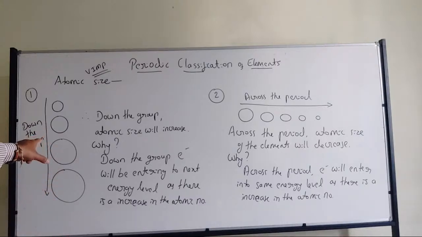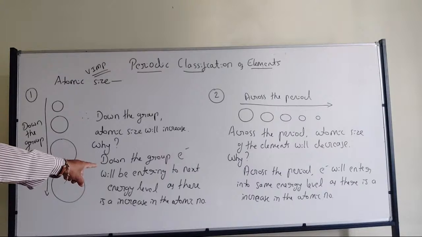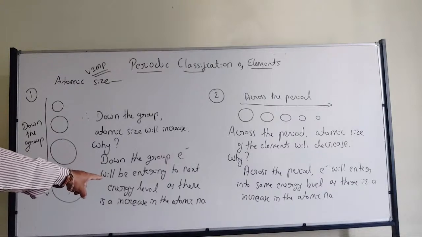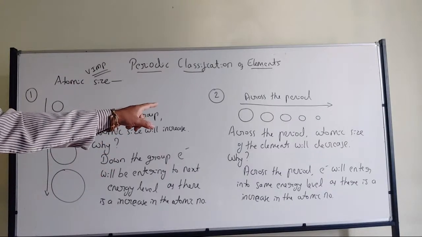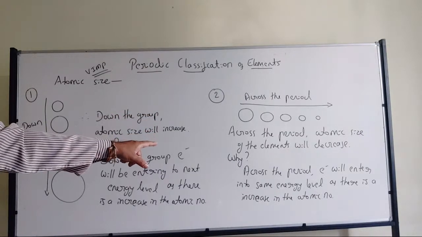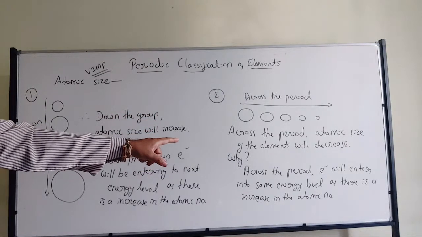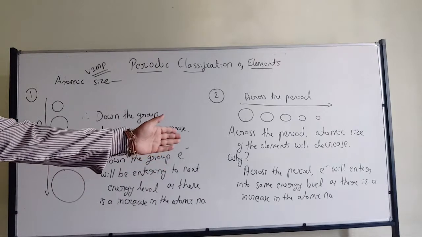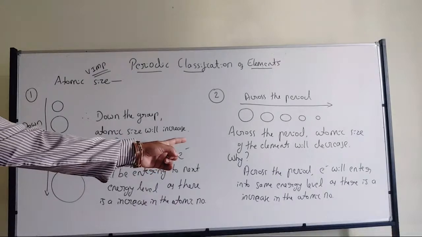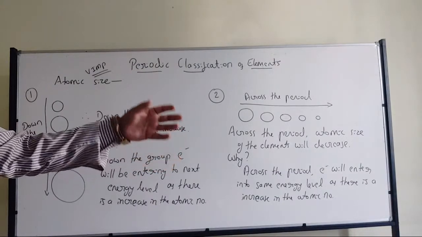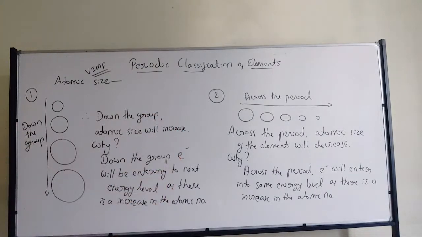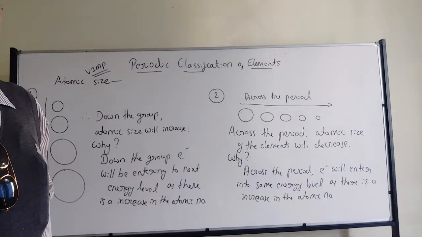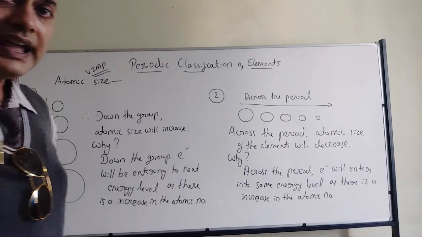So down the group, atomic size will increase because we are moving to the next energy level. Across the period, atomic size will decrease, because electrons will be entering into the same energy level. So due to that, nuclear force is getting increased because atomic number is getting increased, so there will be contraction of orbitals. Any doubts?